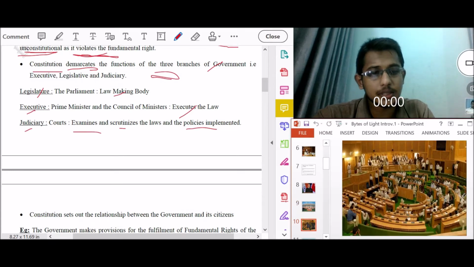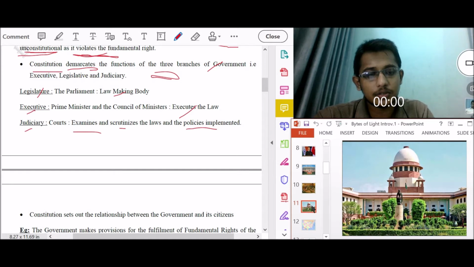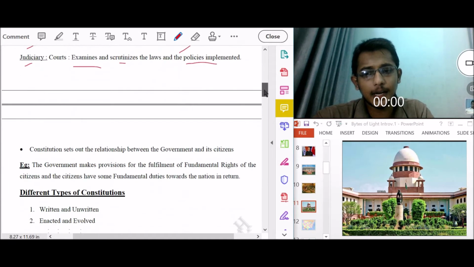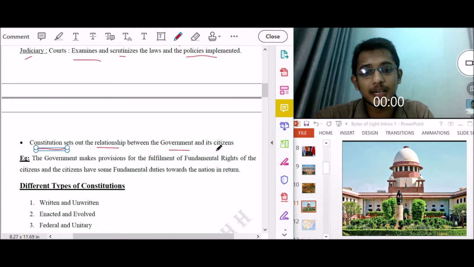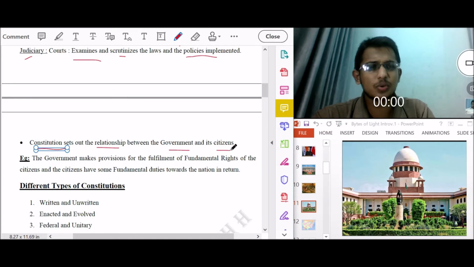This is a parliament, and this is a judiciary. So I think that's clear. And now let's go to another provision. The constitution sets a relationship between the government and its citizens. So what is the relation?